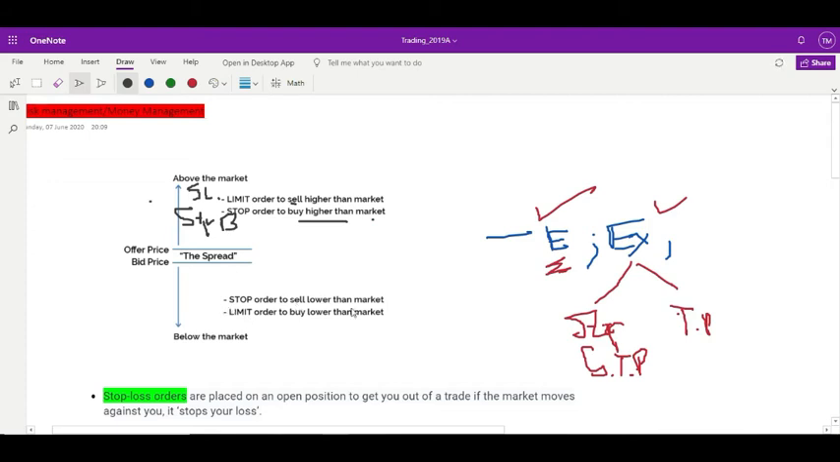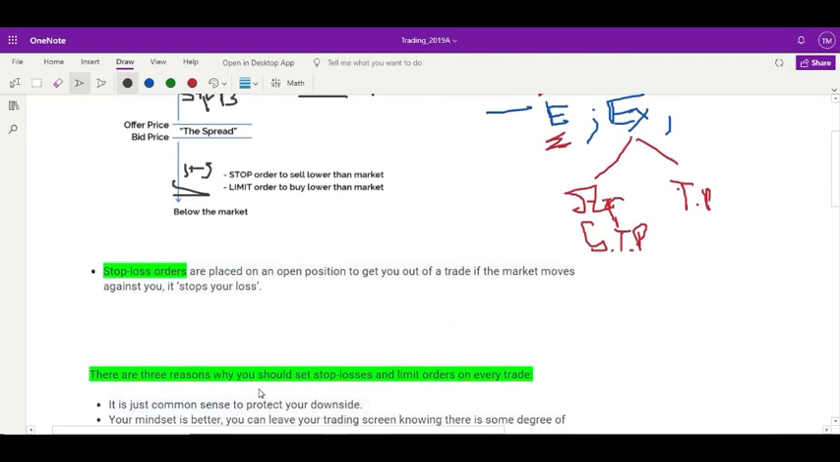So stop order to sell lower, which means this is a stop sell. You place what we call a stop sell. So a stop sell will sell at a lower price than the market. Limit order to buy lower than the market, we said it's a limit buy. I think I've explained. So stop orders are placed on an open position to get you out of the market if it moves against you.